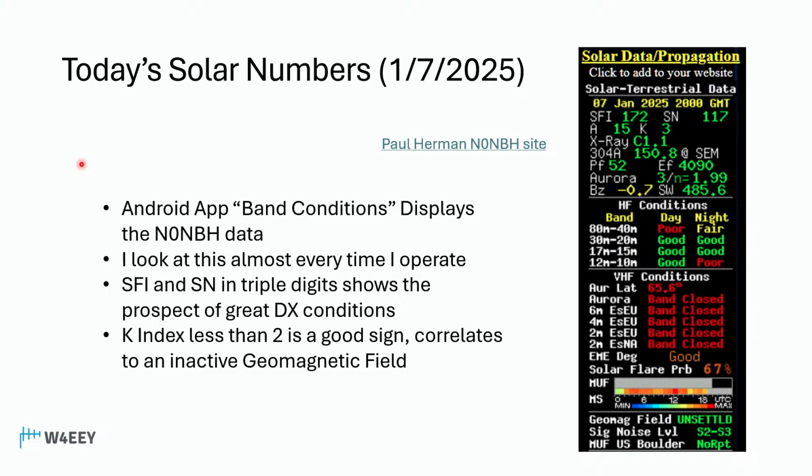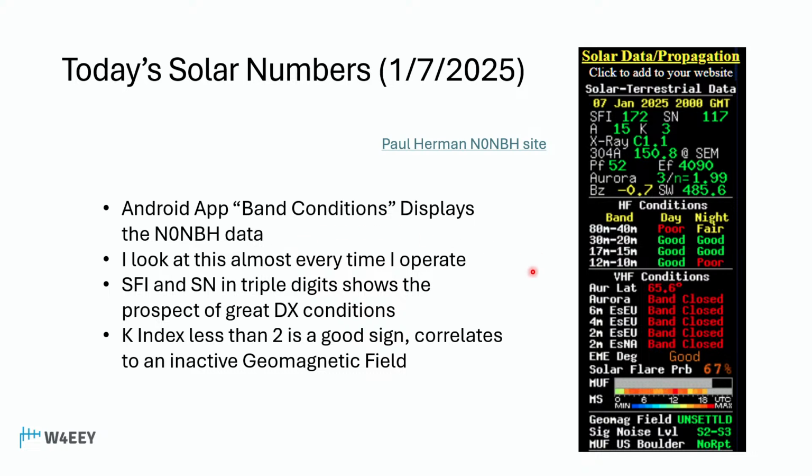I grabbed today's solar numbers just for the fun of it. These aren't quite as good as the ones that I listed from December. These get updated every couple of hours, so if you have a link to this information, it's really current. So in my case, I downloaded an app. I use an Android. It's called Band Conditions. I don't see that app listed in the Play Store anymore, but there's a whole bunch of ham radio apps in the Play Store, and I'm sure that several of those will display this data.